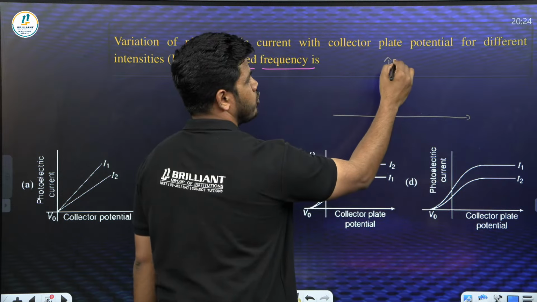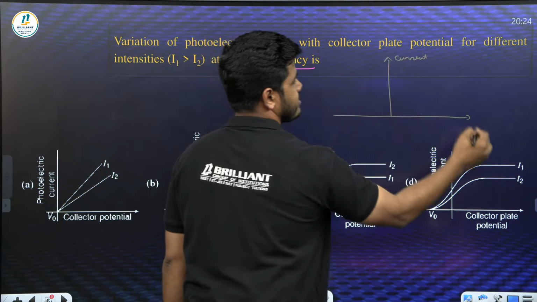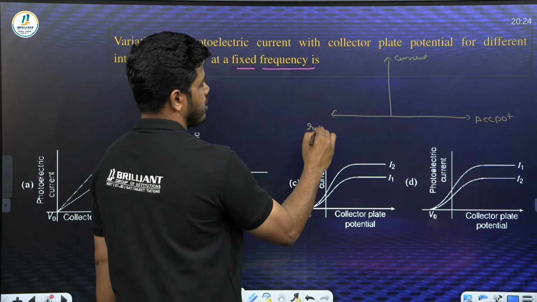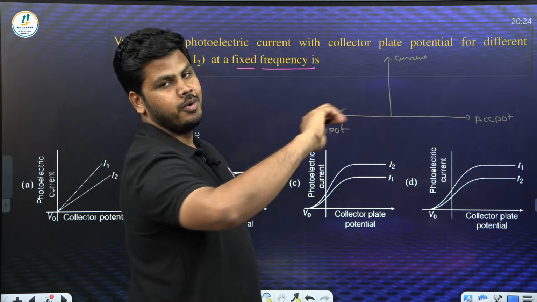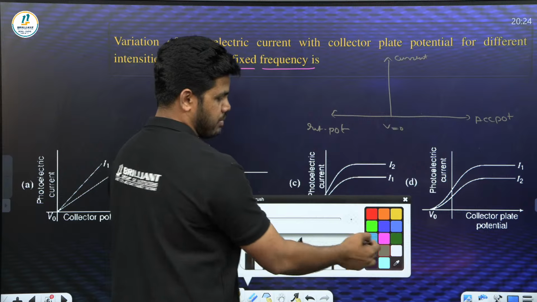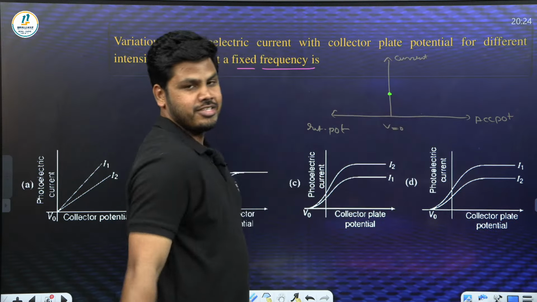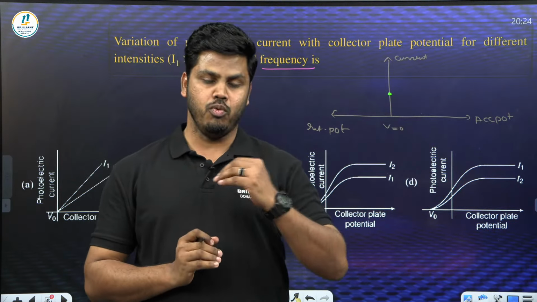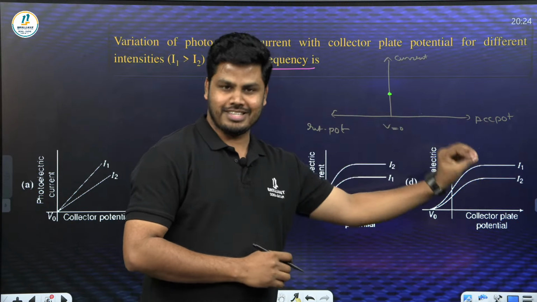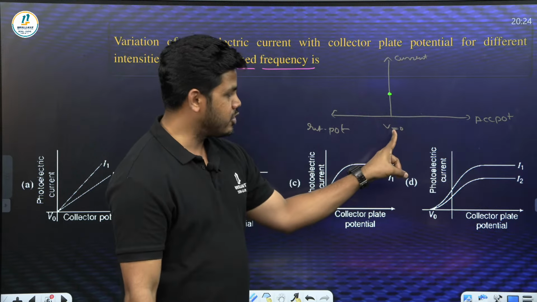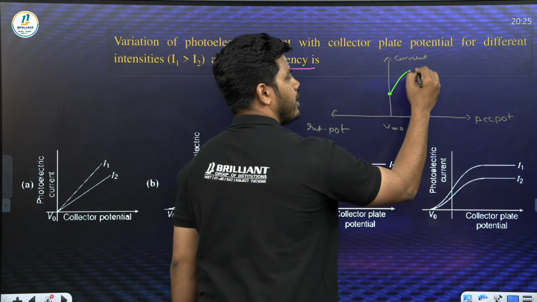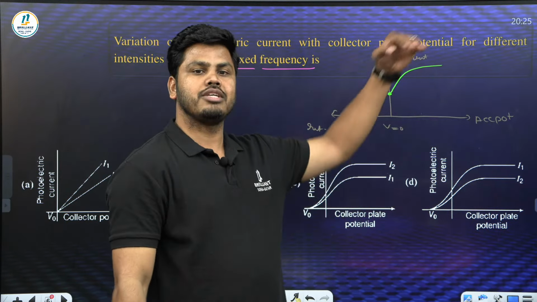We know when you take photoelectric current along the y-axis and accelerating potential along the x-axis, even at zero applied potential, there is a non-zero current. Some of the electrons have enough kinetic energy to move by themselves from the photosensitive material to the metal electrode, so that they constitute a photoelectric current even at zero applied potential. When you increase accelerating potential, current increases from that value and it becomes saturated.